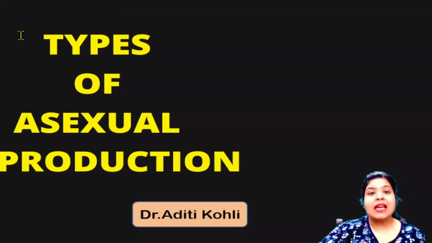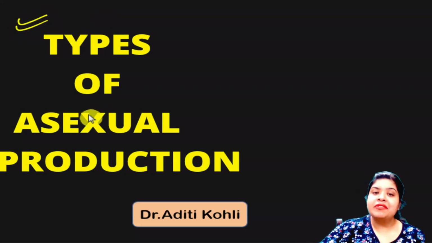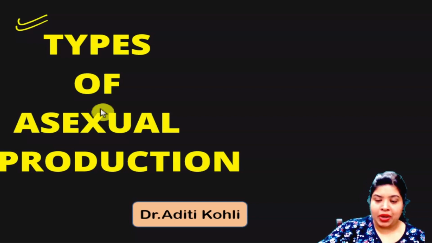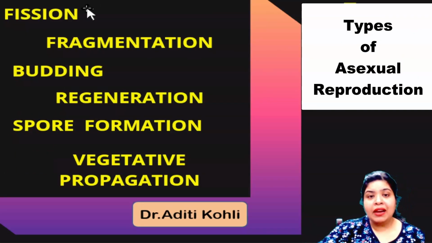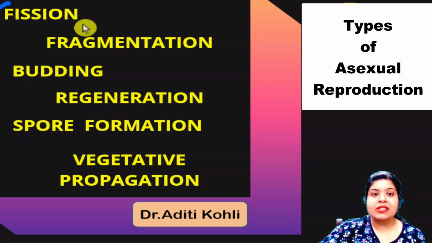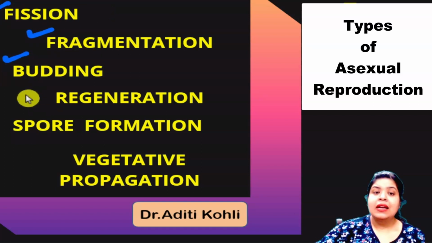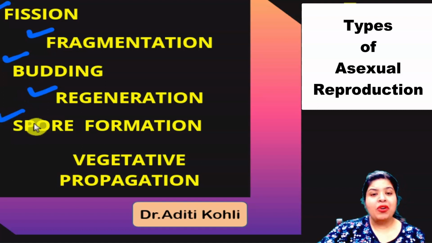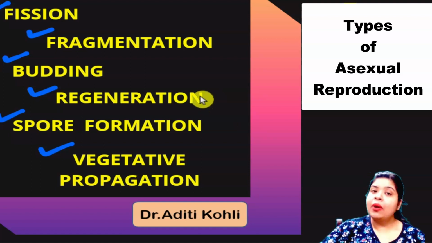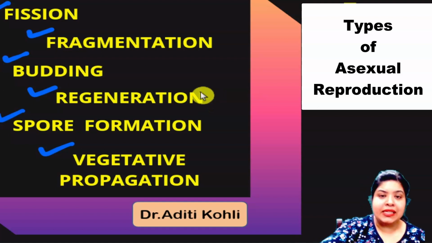Talking about the types of asexual reproduction. Let us discuss what are the different types of asexual reproduction. We have the following types: fission, fragmentation, budding, regeneration, spore formation, and vegetative propagation. These are the different types of asexual reproduction which is seen in different organisms. Now let us talk about each one of them in detail.